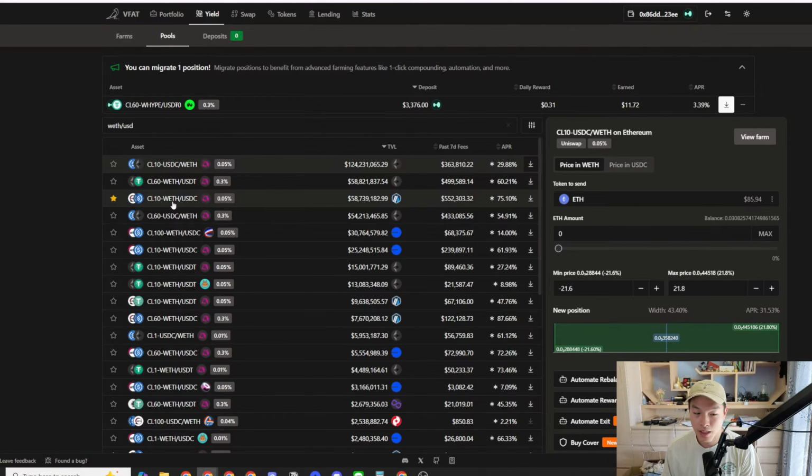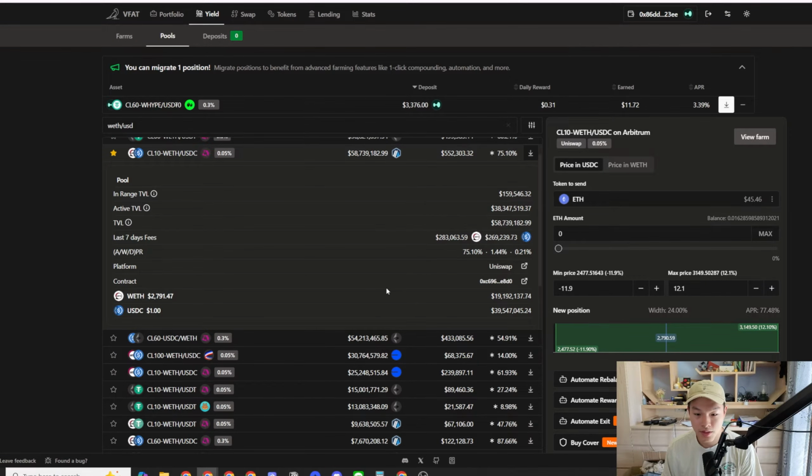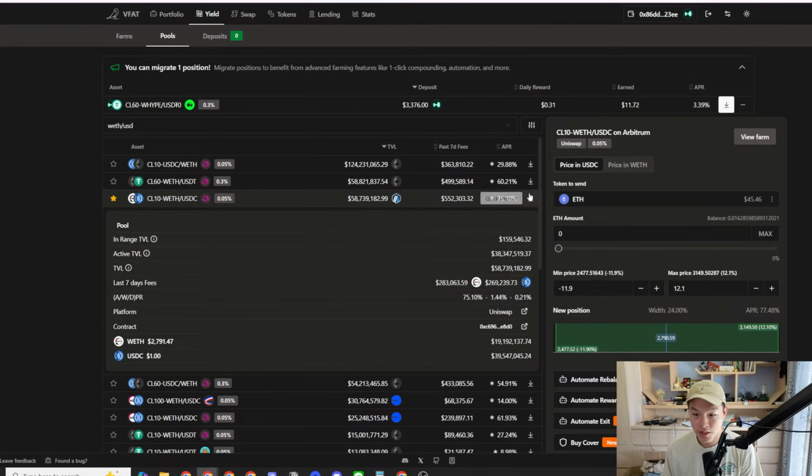For example, I was using this Ethereum to USDC pool on Arbitrum for quite a while. So I could bookmark it and look at all of these details here. For example, the last 7 days' worth of fees and the current total value locked, and then deposit my position there.